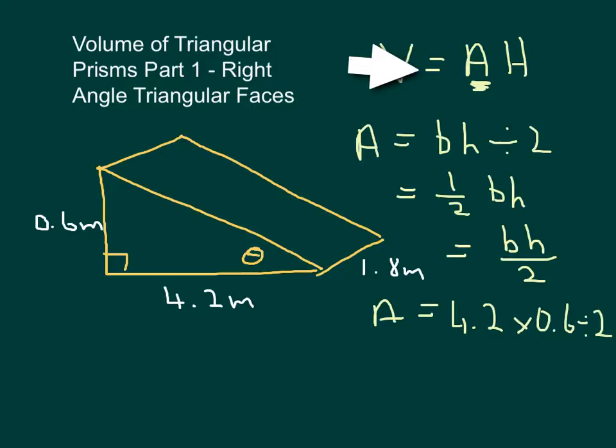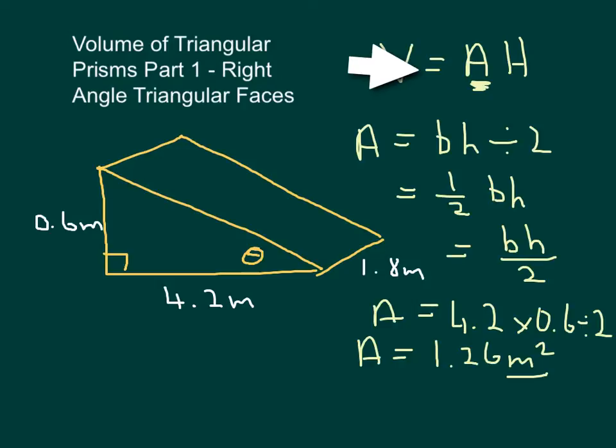So if we now go to our calculator, we'll find that the area is 4.2 times 0.6 divided by 2 is 1.26. Now that's an area, so it's metres squared. Okay, we don't strictly speaking need the units there because this is just working out. Now remember, that's the area of the triangular face, okay? The area of that triangle there.